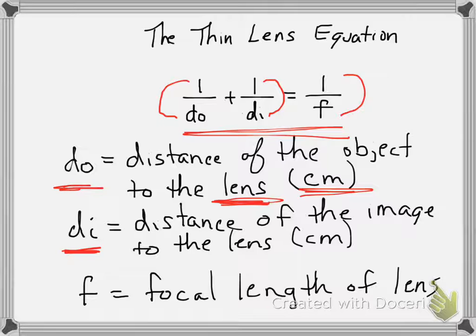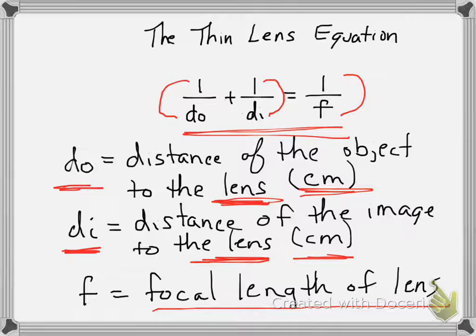And again, the distance of the image to the center of the lens, and again, that's measured in centimeters. Focal length: that focal length is either given to you on the lens, like the package will tell you what the focal length is, or you can look at a distant object like we did with a light bulb to determine the focal length of that particular lens.